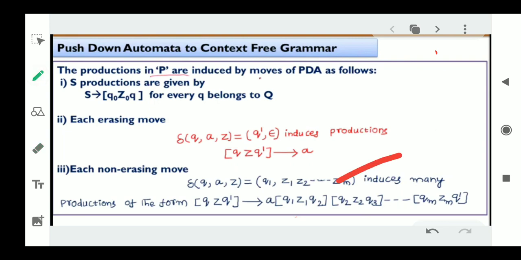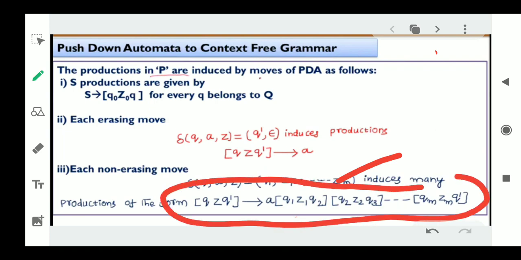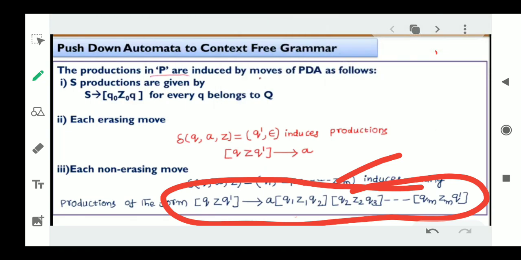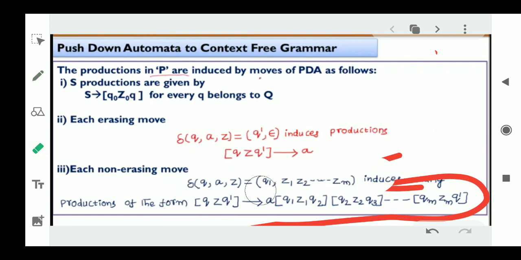When the transition is of this form, you please apply and convert this transition into this form: [Q, Z, Q dash] derives A [Q1, Z1, Q2] followed by [Q2, Z2, Q3] and so on, [Qm, Zm, Q dash]. So this is for each non-erasing move, that is, the push operation. For the push operation, we will take this.